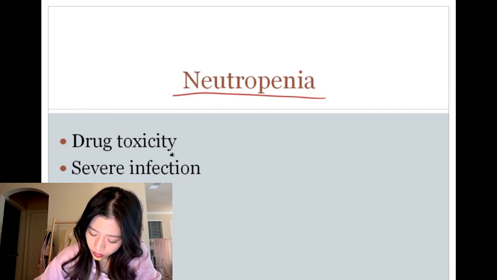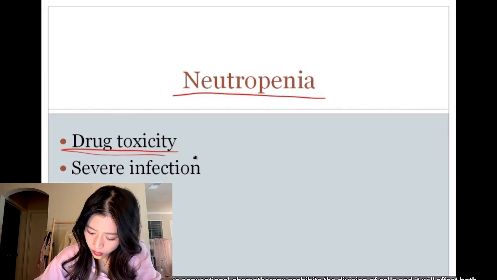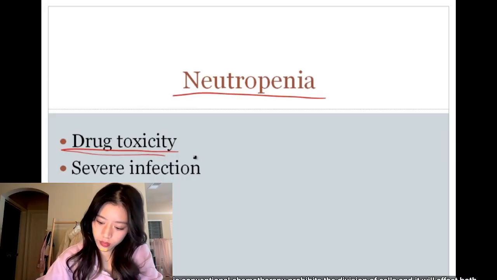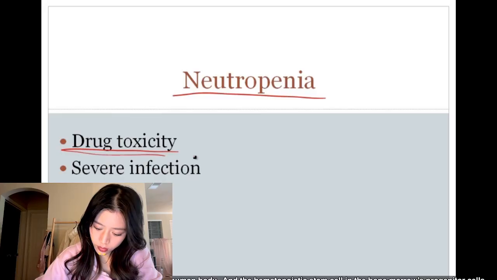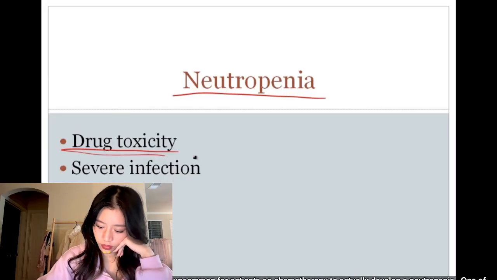And this is classically seen with drug toxicity. The example would be chemotherapy. A classic conventional chemotherapy prohibits the division of cells, and it will affect both cancer as well as the rapidly dividing cells in the human body. And the hematopoietic stem cell and the bone marrow's progenitor cells are obviously rapidly dividing. And so it's not uncommon for patients on chemotherapy to actually develop a neutropenia.